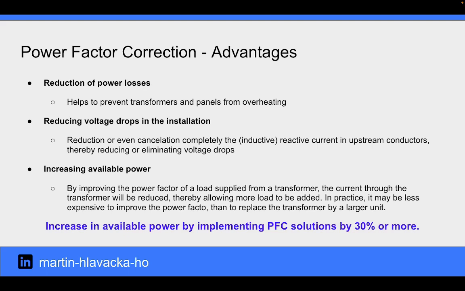Increasing available power: by improving the power factor of a load supplied from a transformer, the current through the transformer will be reduced, thus allowing more load to be added. In practice, it may be less expensive to improve the power factor than to replace the transformer with a larger unit. The power available thanks to the implementation of power factor correction can be increased by 30% or even more.